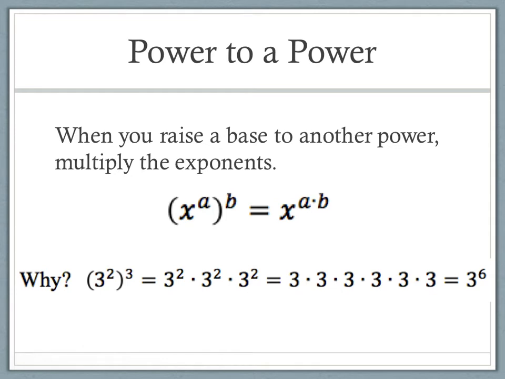Well, if I did 3 squared cubed, I would write 3 squared 3 times. And remember, that just means 2 3's, 2 3's, 2 3's. So how many 3's do we have? Well, 3 to the sixth, which would actually give us 729. But if we do 2 times 3, that gives us 6. So that's kind of the shortcut: we can multiply if it's a power to a power.